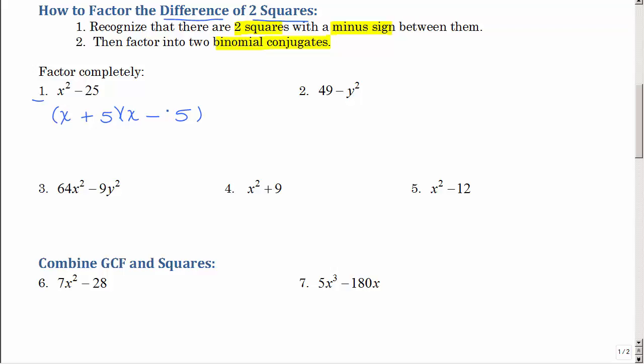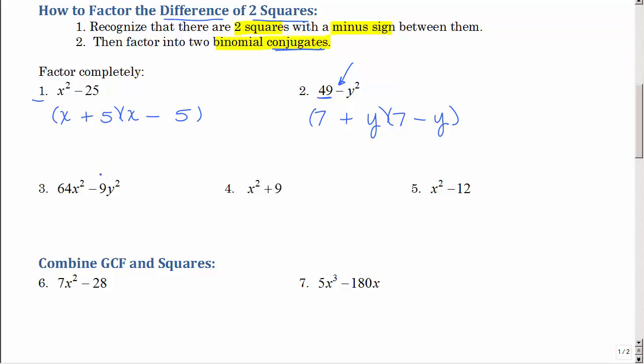Very easy. Number 2. Do we have the difference of two squares? Is that a minus sign? Yes, we do. So two parentheses, the 49 comes first, so 7 times 7 needs to come first in your parenthesis. Then y times y, one's a plus, one's a minus. It doesn't matter if you put the minus and then the plus, as long as they are different, because remember, we want them to be those conjugates.